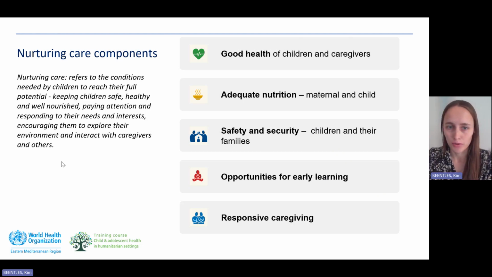So nurturing care refers to the conditions needed by children to reach their full potential: keeping children safe, healthy, well-nourished, paying attention and responding to their needs and interests, and encouraging them to explore their environment and interact with caregivers and others. This has 5 components. It starts with good health of both the children and the caregivers. It includes adequate nutrition, both for mothers and children. It includes safety and security for children and their families, opportunities for learning, and also responsive caregiving.